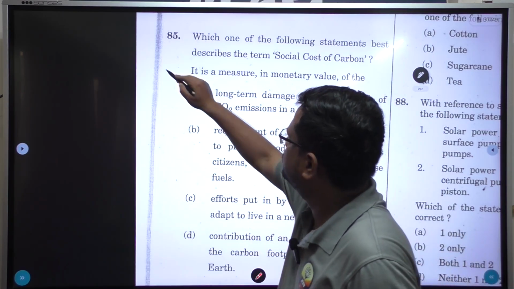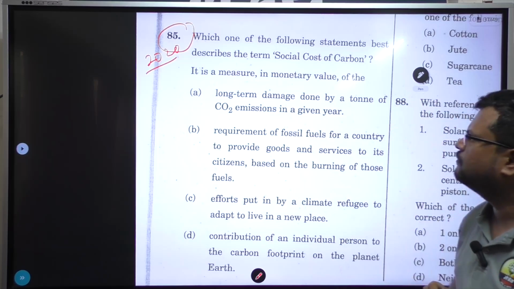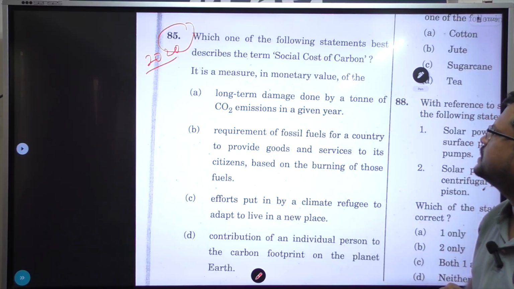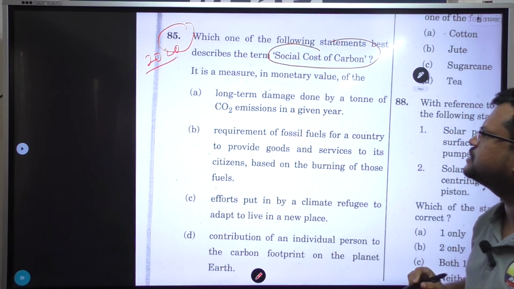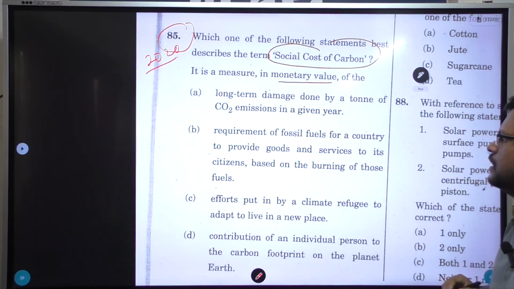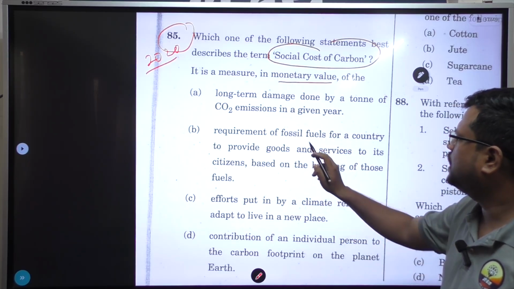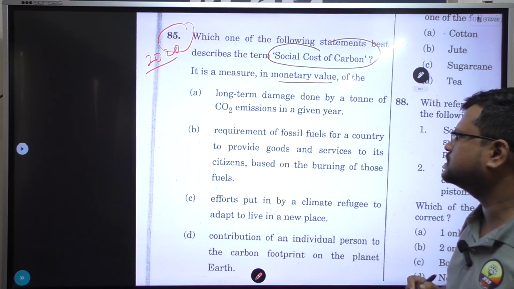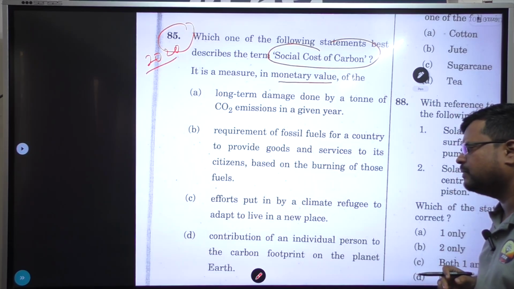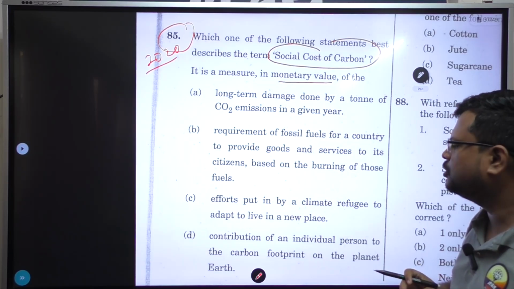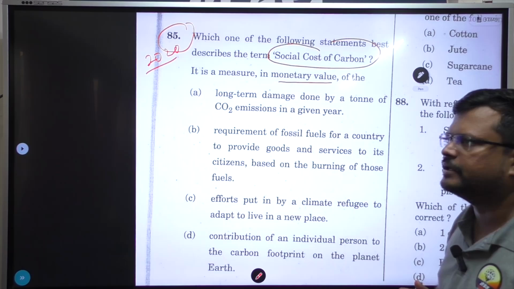So I have taken one question from 2020 UPSC Prelim, question number 85 from set A. We will read this question. Which one of the following statements best describes the term social cost of carbon? It is a measure in monetary value of A. Long-term damage done by a ton of CO2 emissions in a given year. B. Requirement of fossil fuels for a country to provide goods and services to its citizens based on burning of those fuels. C. Efforts put in by a climate refugee to adapt to live in a new place. D. Contribution of an individual person to the carbon footprint on the planet Earth.